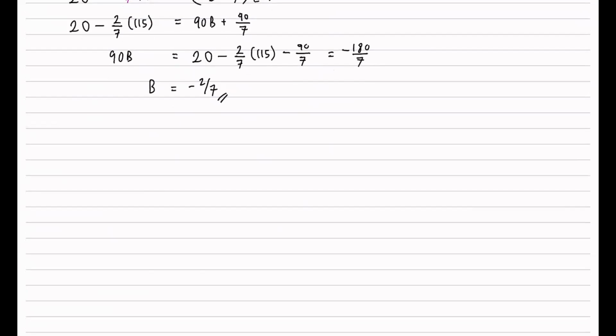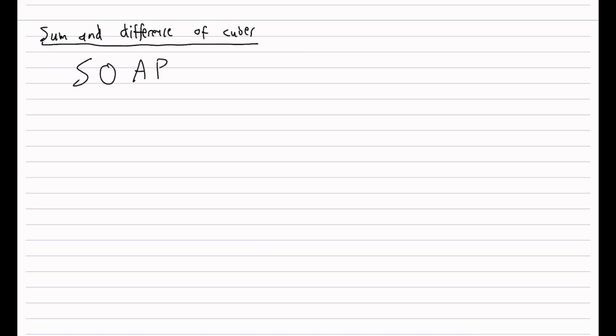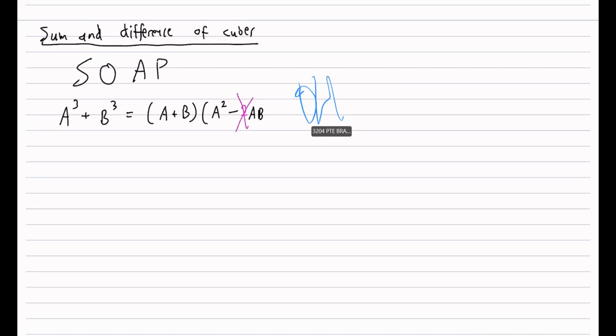Okay, now we're going to talk about the sum and difference of cubes. Sorry, I forgot to mention this. So the pattern you need to remember is SOAP. Whenever you got a cube plus b cube, you can factorize as a plus b times, can you recall? A square minus ab plus b square. There is no 2 in front.